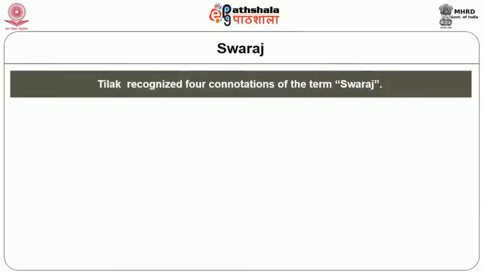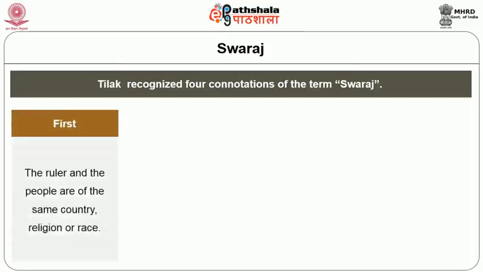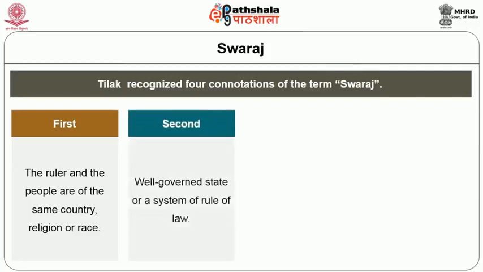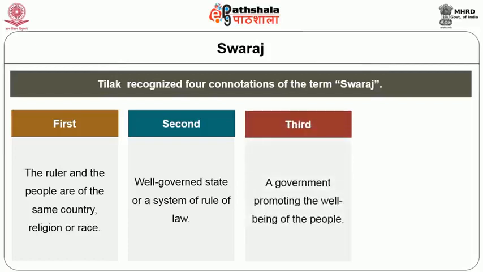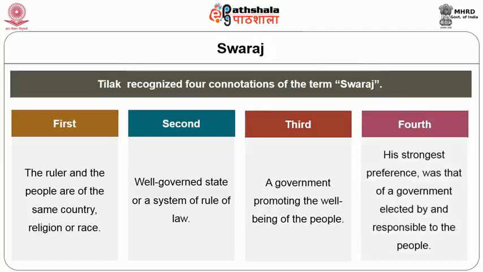Tilak recognized four connotations of the term Swaraj. Firstly, for him it meant that the ruler and people are of the same country, religion or race. Second, it refers to a well-organized state or system of rule of law. Third, it means a government promoting the well-being of the people. Fourthly, for which Tilak had his strongest preference, was a government elected by and responsible to the people.